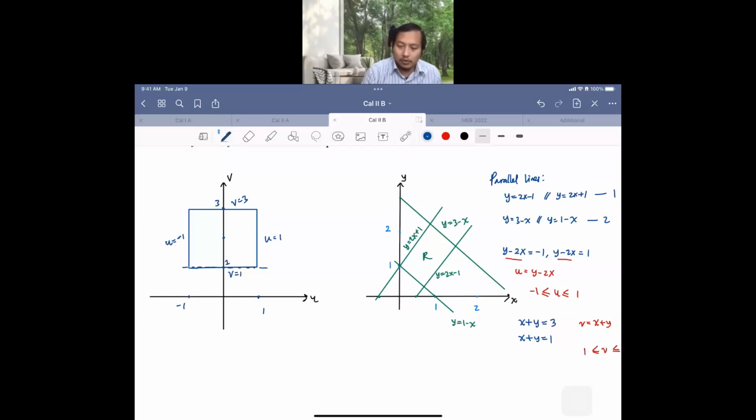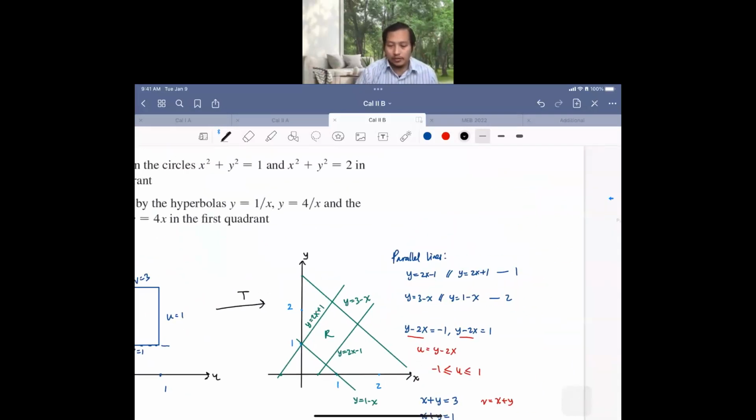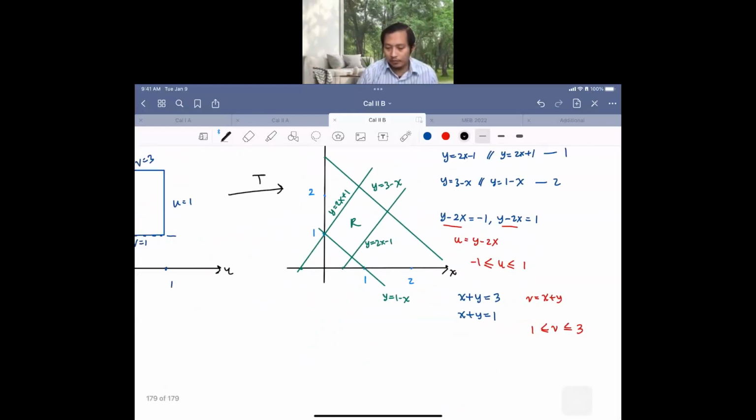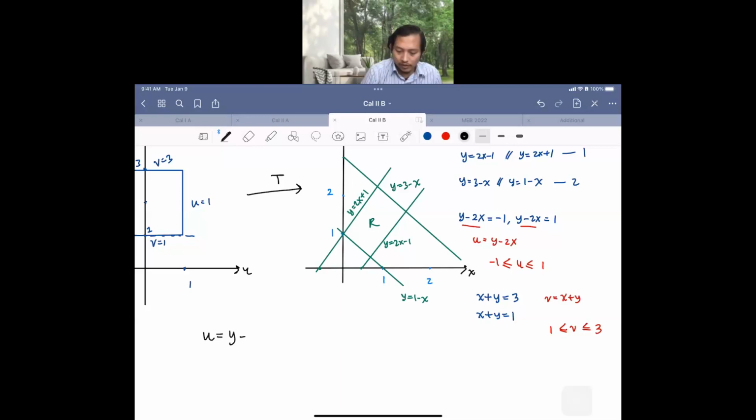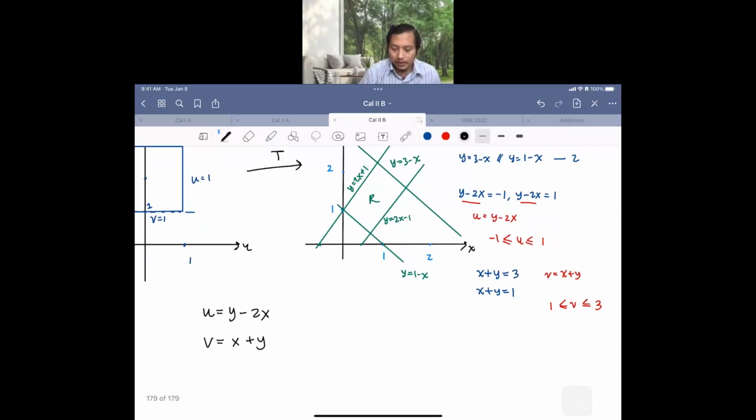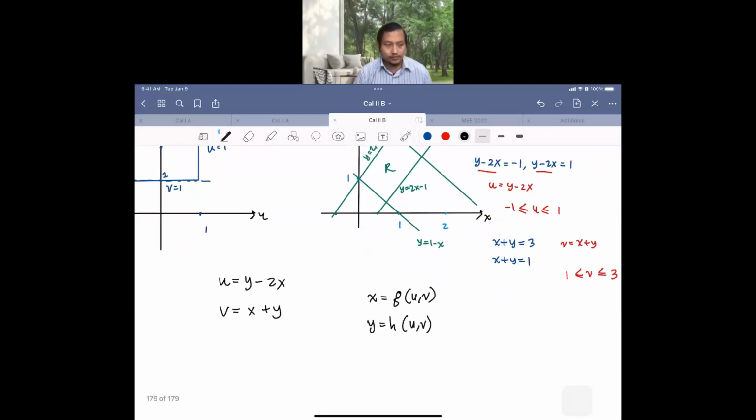Okay, now this is what we have, and we want to construct a new transformation from here. I think the question is just having this, and make sure that we have the functions. So when we decide that u is y minus 2x and phi is x plus y, we need to construct a function that describes x as a function of u and phi, and y as a function of u and phi also.